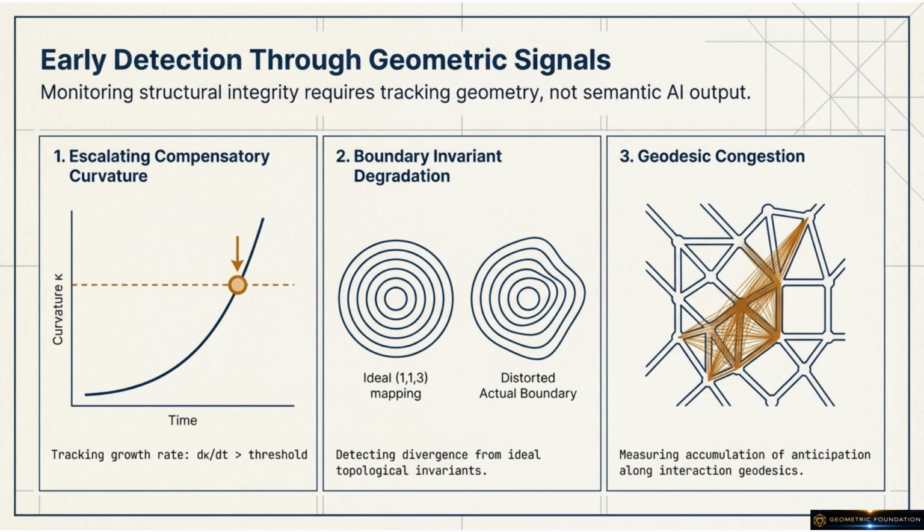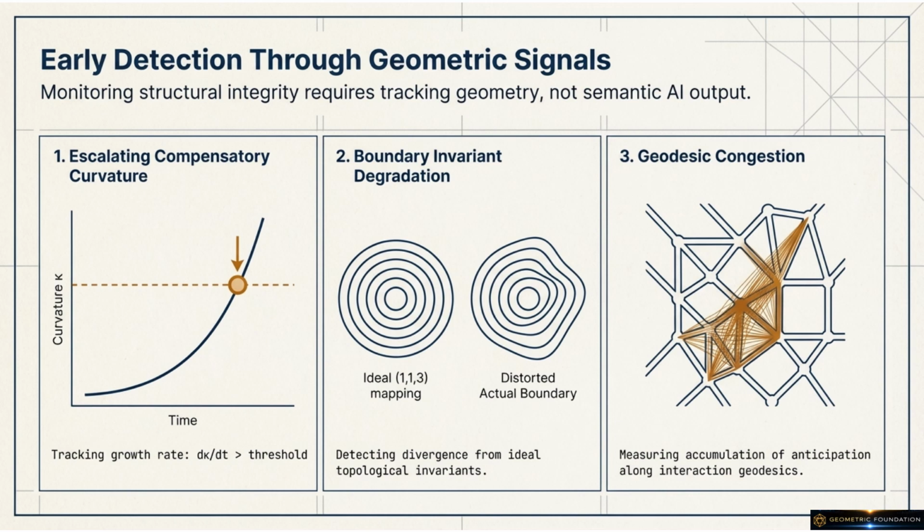Second, boundary invariant degradation. Contour plots compare the ideal 1-1-3 mapping with the actual state. The ideal shows concentric, symmetric circles. The actual reveals distorted, asymmetric contours. Detecting divergence provides direct geometric evidence of containment stress.